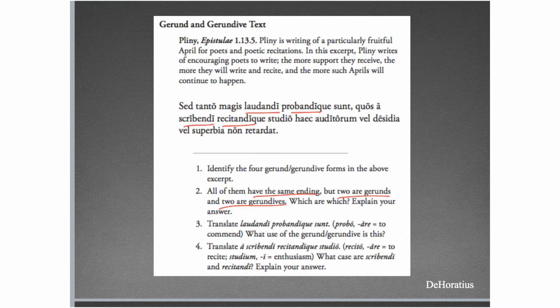All right, so these first two, because they're going with the verb to be, are going to be the gerundives or the future passive participles. That's going to be the passive periphrastic. These next two, scribendi, recitandi, are going to be genitives with that studio. So because of a love of writing and reciting, right? Because of a love of the act of writing and reciting. And this top one, they must be praised, they must be approved.